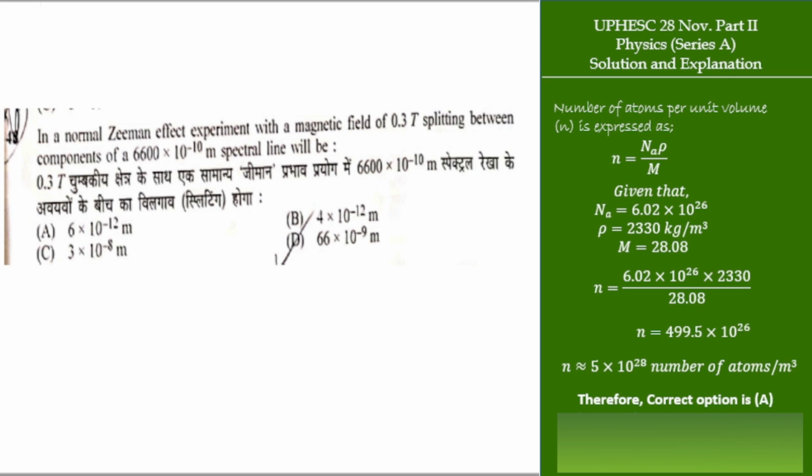Now in next question, question number 48, in a normal Zeeman experiment with a uniform magnetic field of 0.3 Tesla, splitting between components of a 6600 multiplied by 10 to the power minus 10 meter spectral line will be. Splitting they are asking in Zeeman effect.